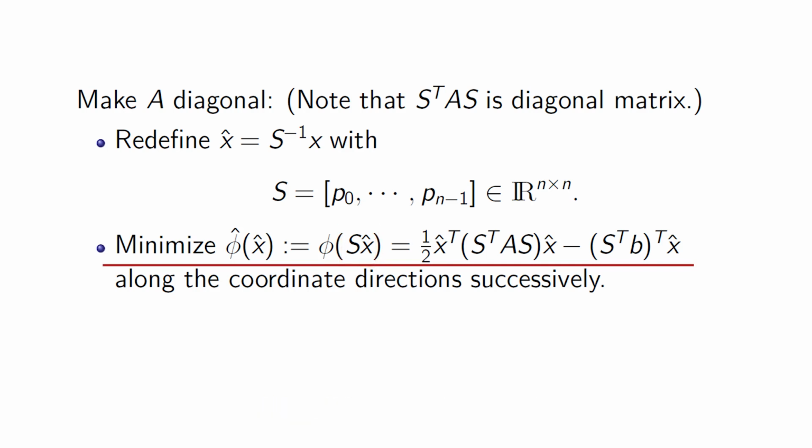So in this way, the new x hat is moving along the coordinate directions. However, from the x point of view, we are moving along the conjugate directions. This explains how the conjugate direction comes about.